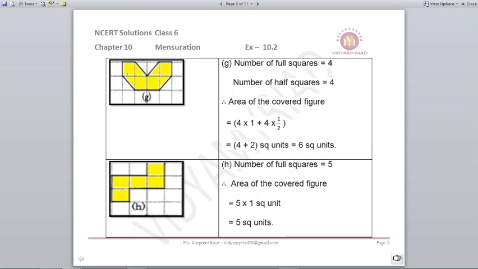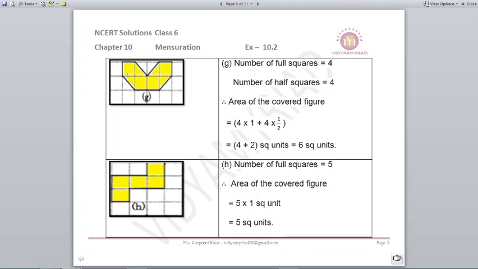G part. Now here in this, if you see properly, there are only 4 full squares. Total full squares are only 4, and 4 are half squares. So for full squares it will be 4 multiplied by 1. For half squares, there are 4 half squares, so 4 multiplied by half. 4 plus 2, that is 6 square units.